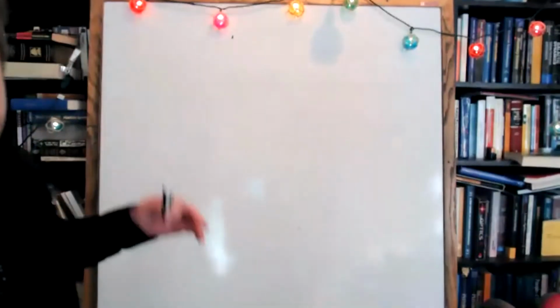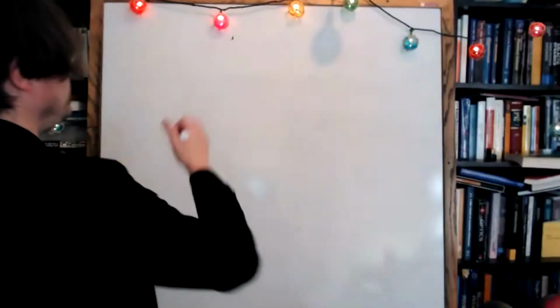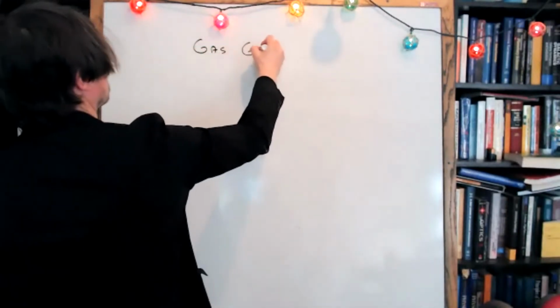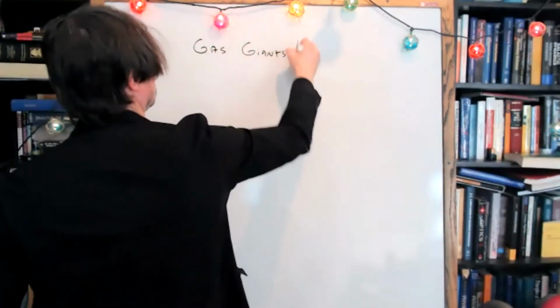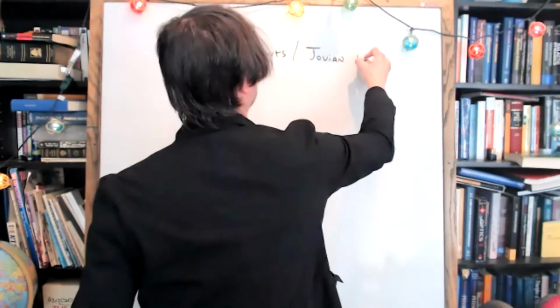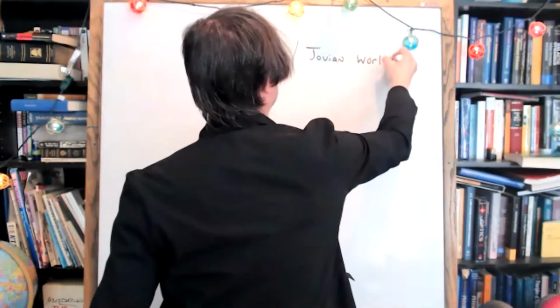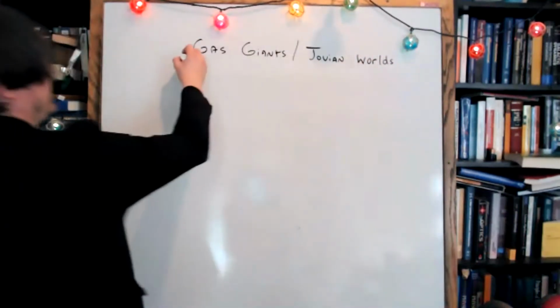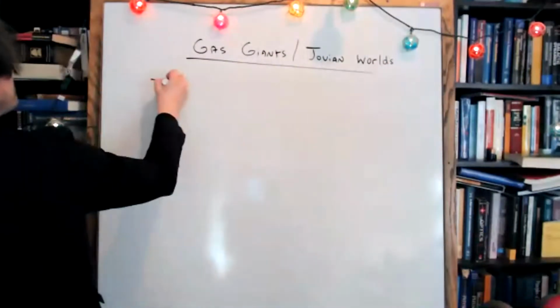Okay, that little bit was to help understand. You know, the gas giants are basically all planetary atmosphere. The gas giants are also called the Jovian worlds or the Jovian planets. They consist of 4 planets that we will be discussing.